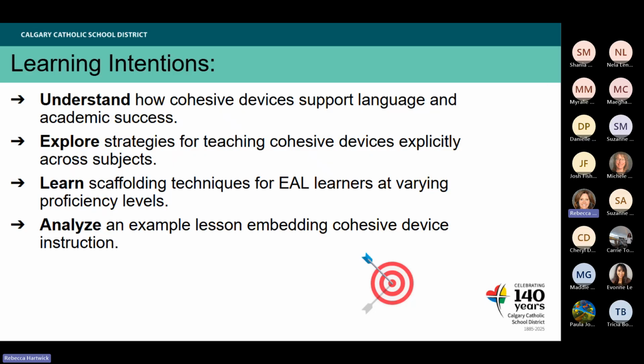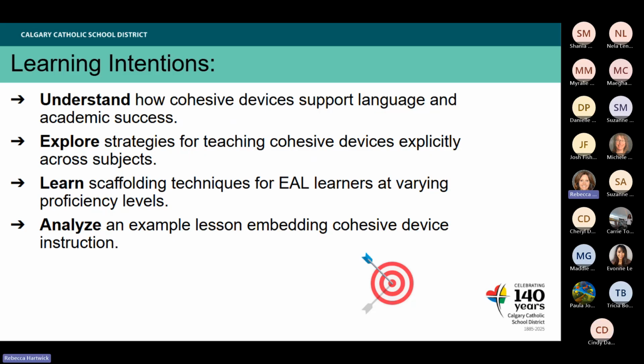The learning intentions today are as follows. We're going to go through some activities to help us understand how cohesive devices support language and academic success. We will explore some strategies for teaching cohesive devices explicitly across subject areas. We will learn scaffolding techniques for EAL learners at varying proficiency levels, and we'll analyze an example lesson embedding cohesive devices instruction.